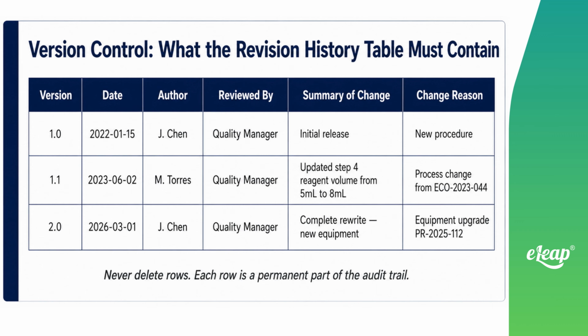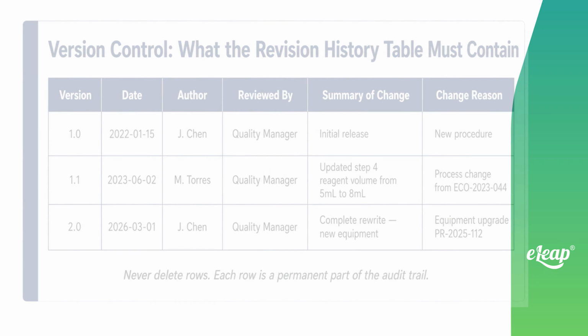A change summary that says updated step 4 tells you what changed. A change reason that says process change per engineering change order, ECO-2023-044, tells you why it changed and links to the change control record. Never delete old sections. Version 1.0 from 4 years ago is still part of the document's history.